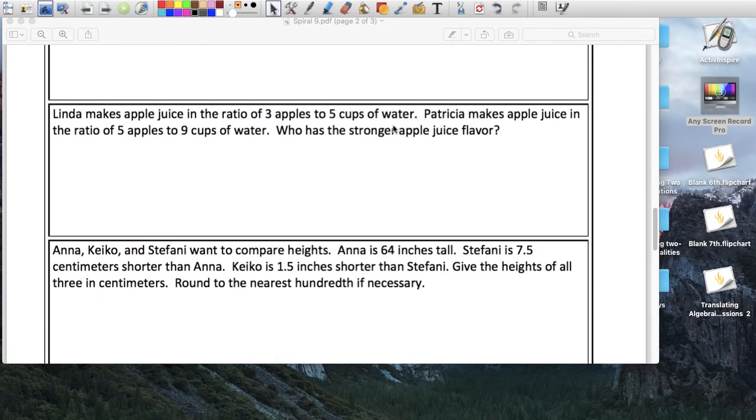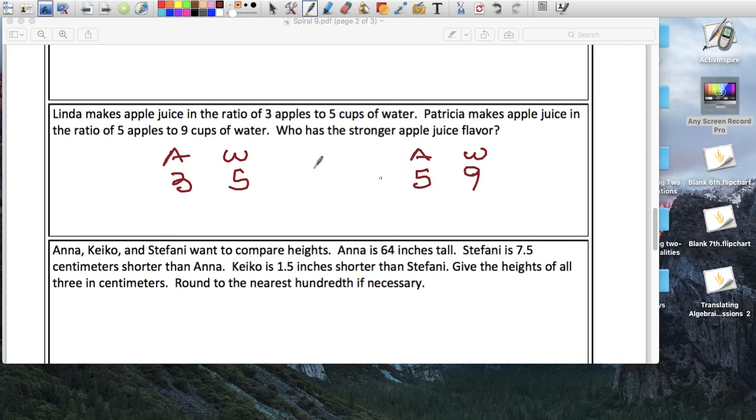Linda makes apple juice in the ratio of 3 to 5. So I'm going to write apples and water, 3 to 5. That's Linda. And over here, Patricia makes apples and water, 5 apples, 9 water. Which one has a stronger juice flavor? Well, I can't compare in the way it is. So I'm going to use the apples. I'm going to give them both the same amount.